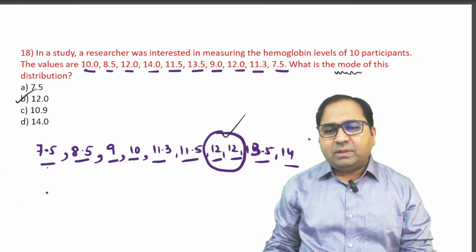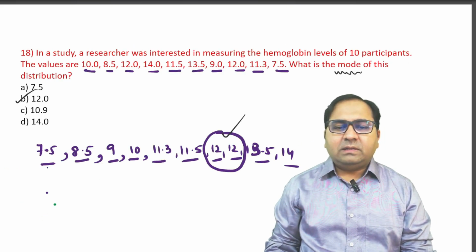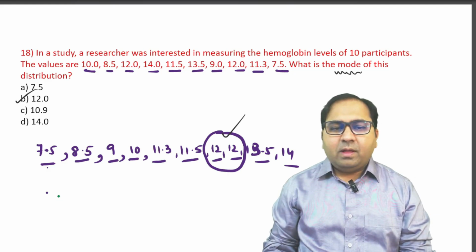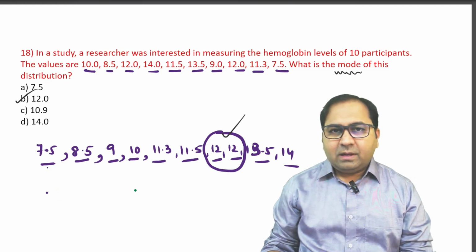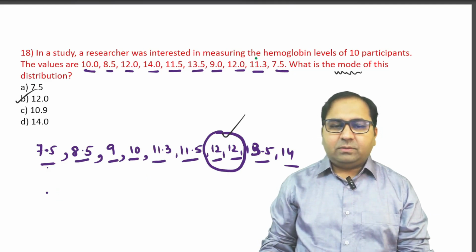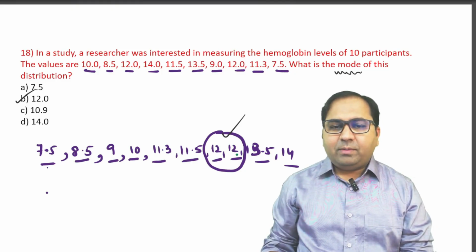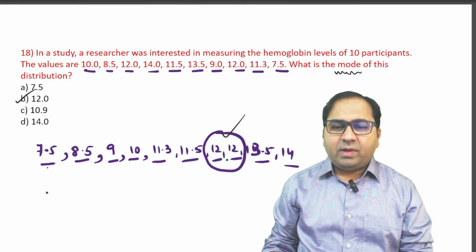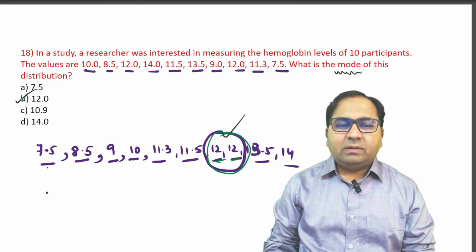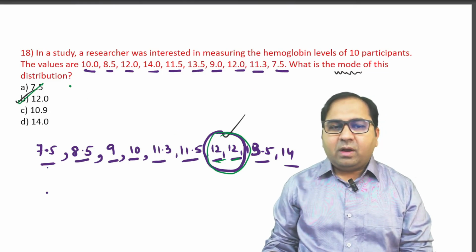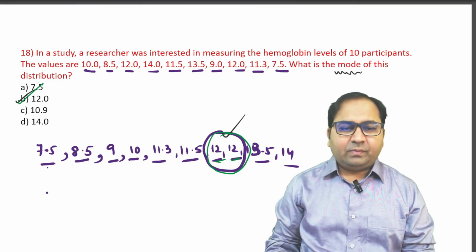You put all the variables in the ascending order. What is mode? The most frequently occurring number is called the mode, in simple terms. So when we have put all the numbers in ascending order, we have seen that 12 and 12, 2 times it was repeated. Therefore, that is the mode of the distribution.